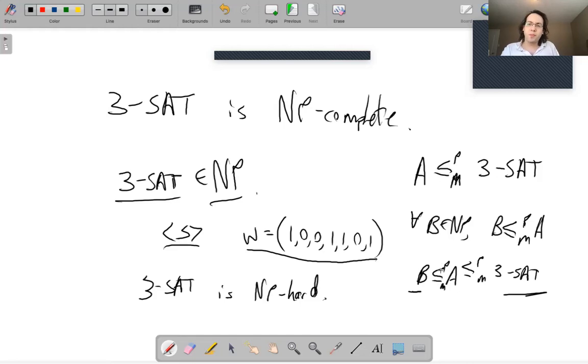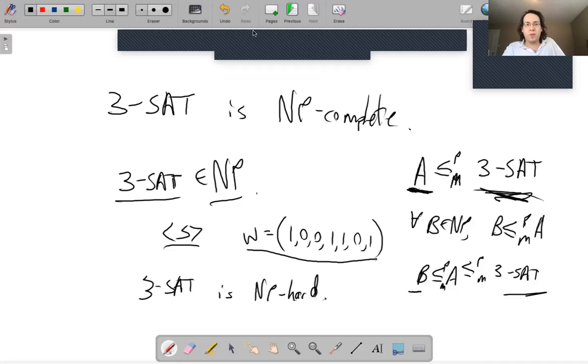because this mapping reduction has this transitivity property. So to show that 3SAT is NP-complete, all we have left to show is that there's a mapping reduction from A to 3SAT. In other words, we can convert an A instance into a 3SAT instance, such that the instance is in A if the 3SAT instance is satisfiable.